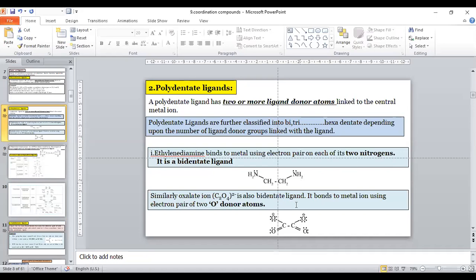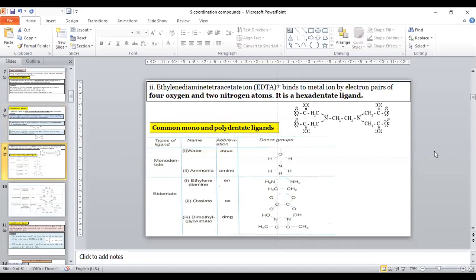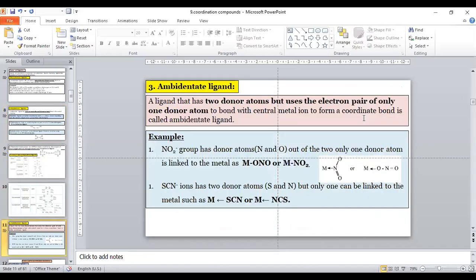This is a good example, ethylene diamine. Then oxalate, it also has two donor groups. Then tridentate ligand, tetradentate ligand, then hexadentate ligand. EDTA is an example of a hexadentate ligand. Why is it hexadentate? Because there are 6 donor groups, 2 nitrogens and 4 oxygens. So this part is already completed: what ligands are and the different types of ligands. This is asked many times in the board exam.